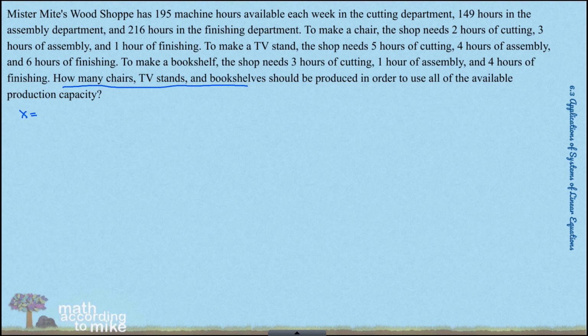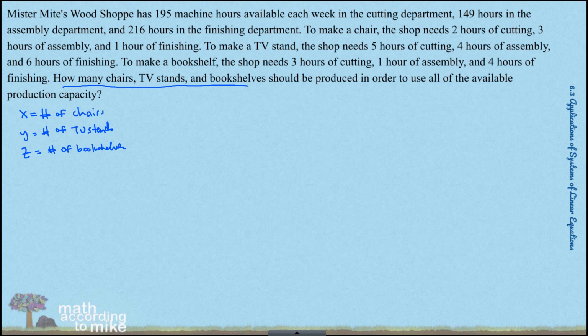X will be the number of chairs. Y will be the number of TV stands. And Z will be the number of bookshelves. Okay.